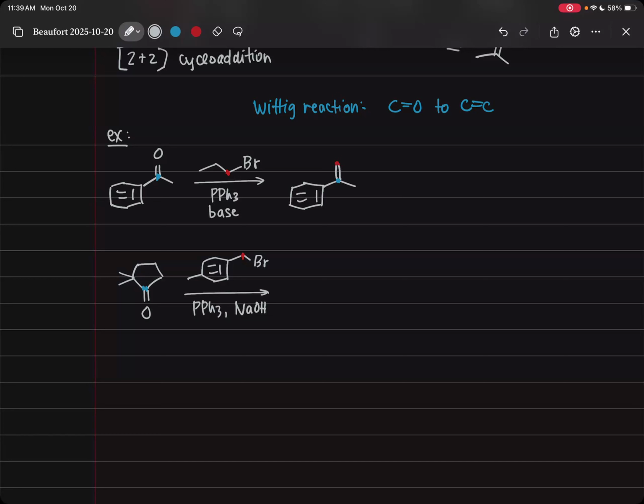And then what do we have here? Well, there's 1, 2, 3 carbons, including the red carbon. So 1, 2, 3. Okay, so for this one, again, I'll just draw the same thing.